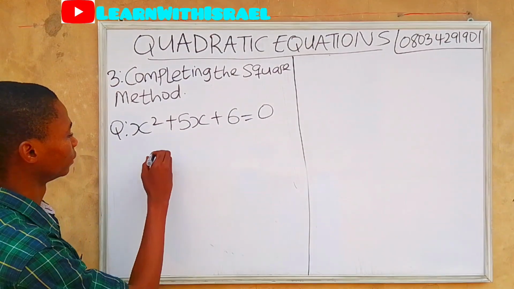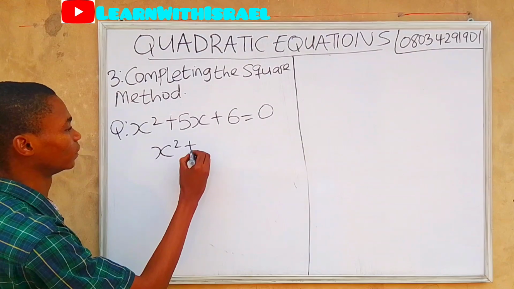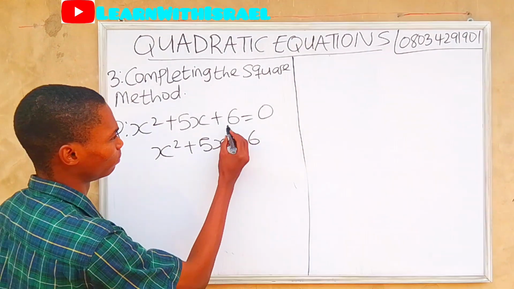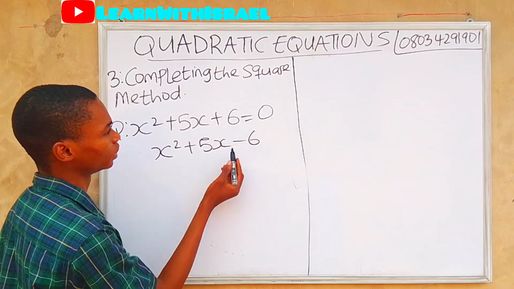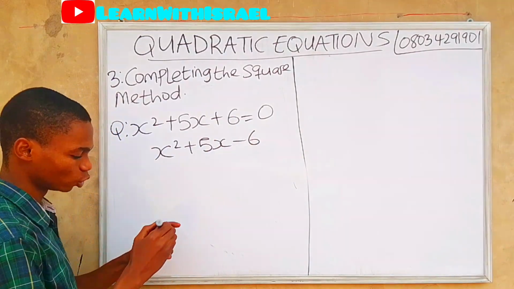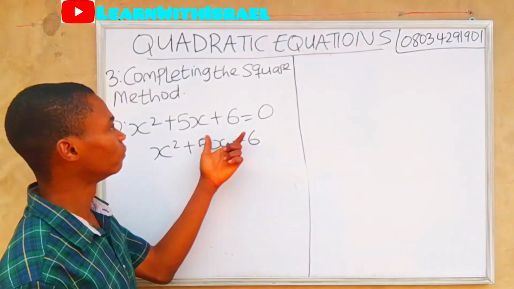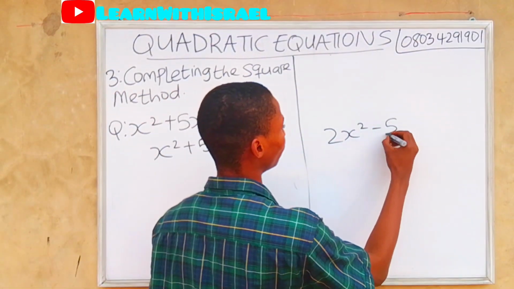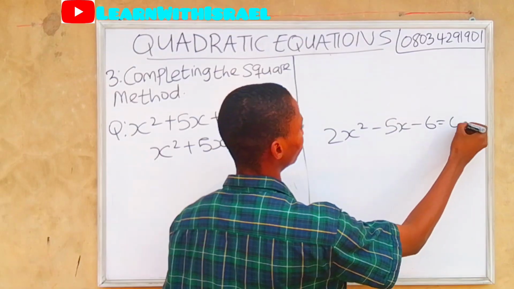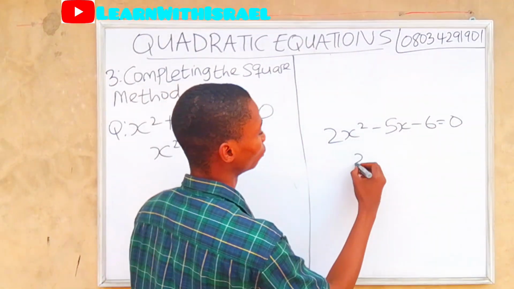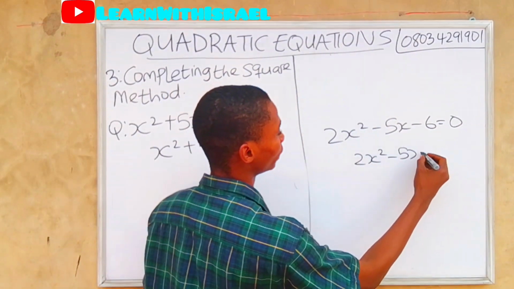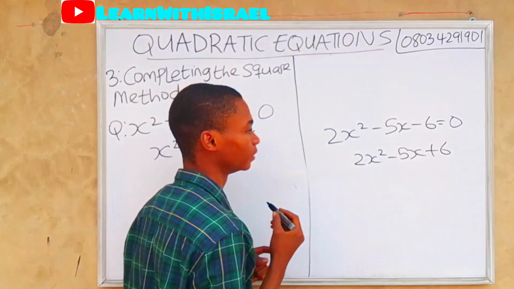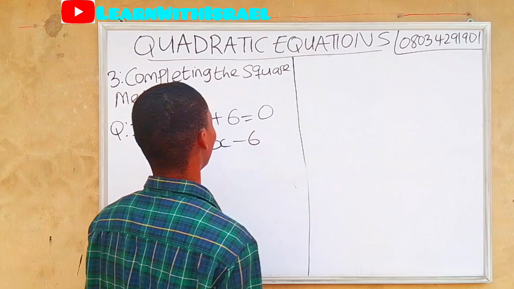Let's equate x squared plus 5x minus 6. We are going to take plus 6 to the other side, which will now turn to minus 6. So that's the first thing to do. If you are given a value when solving by completing the square, for example 2x squared minus 5x minus 6 equals 0, the first thing to do is to say 2x squared minus 5x plus 6. You take minus 6 to the other side, now turned to plus 6.